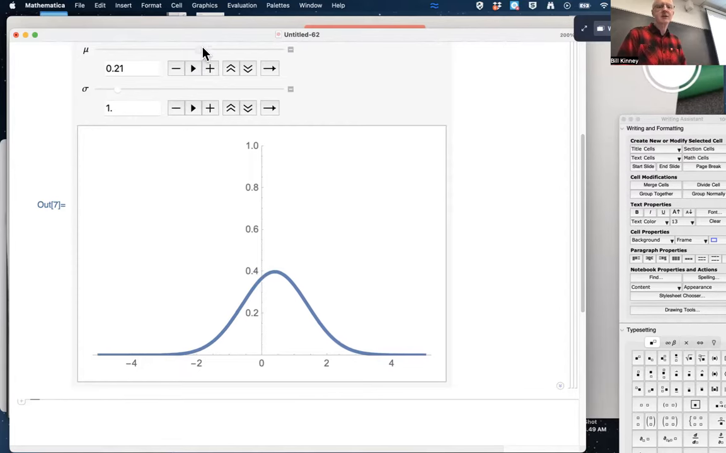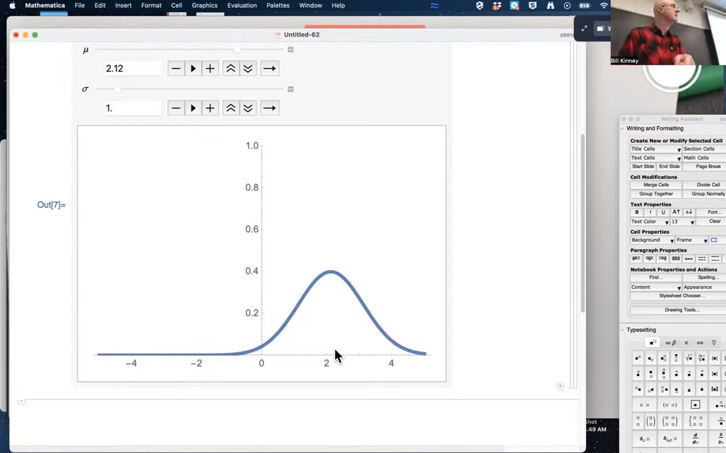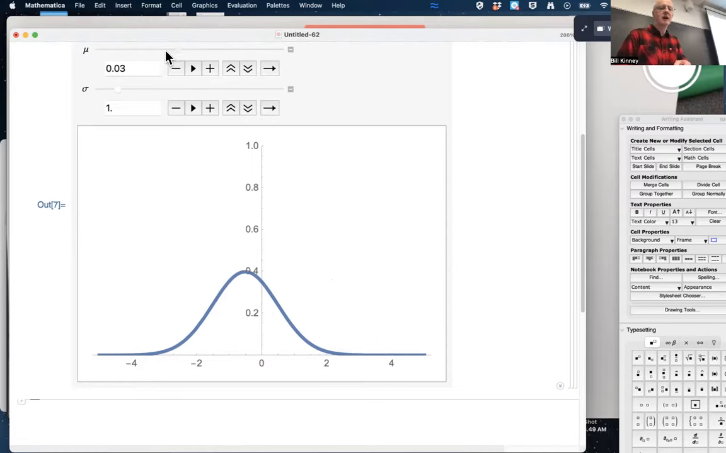Mu really is the mean. It really is the center of this. If I change mu, I change where the center is. Here mu is 2.12. Now the peak is above 2.12. Hey, mu must be a critical point that gives a maximum. And the graph's concave down near the value of mu. I can use negative mu's as well.